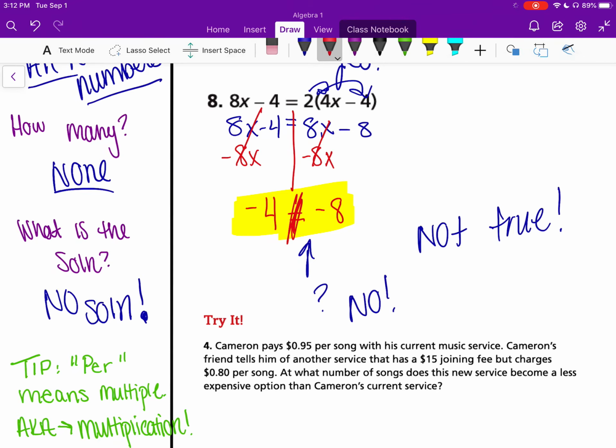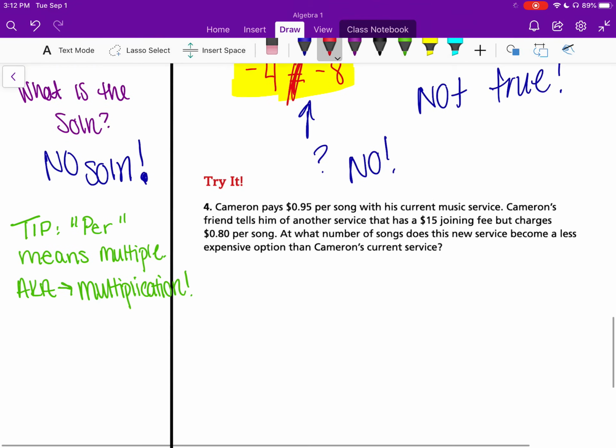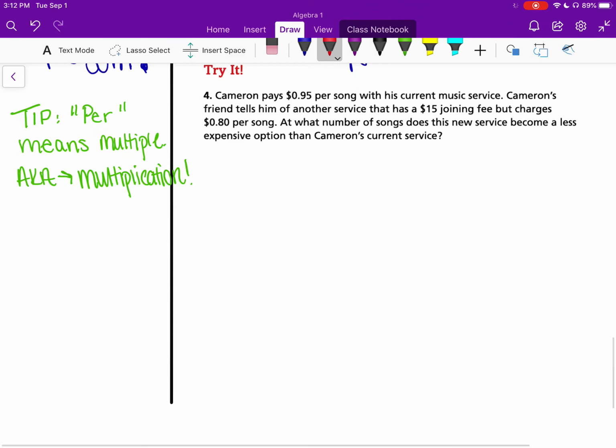All right, last example. We're actually going to go back to example 4 and we're going to practice writing an equation. This example tells us we have our friend Cameron and he buys his music. He pays 95 cents a song with his current music service. So he pays 95 cents with his current.